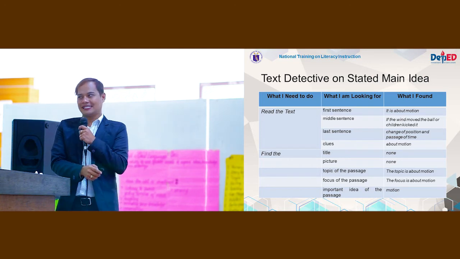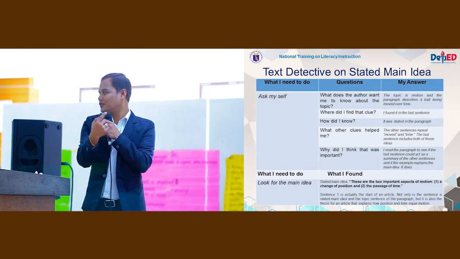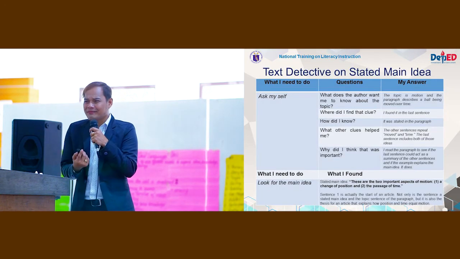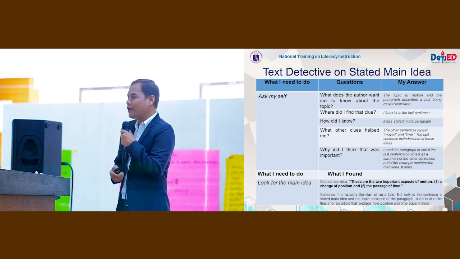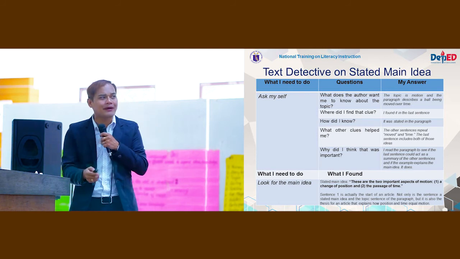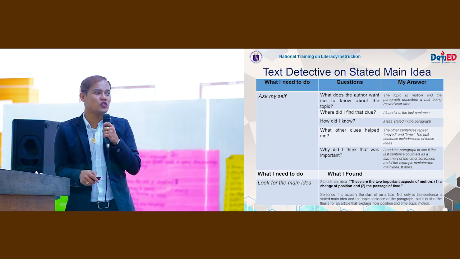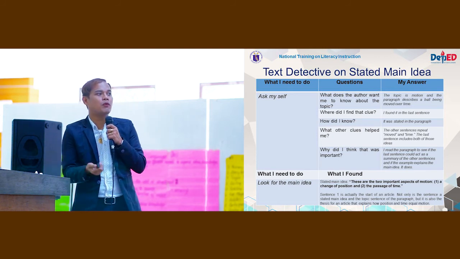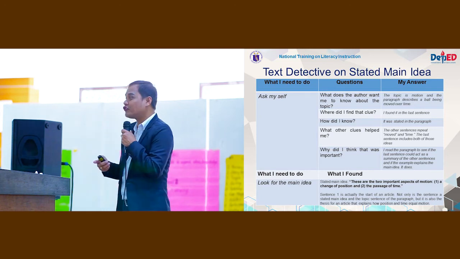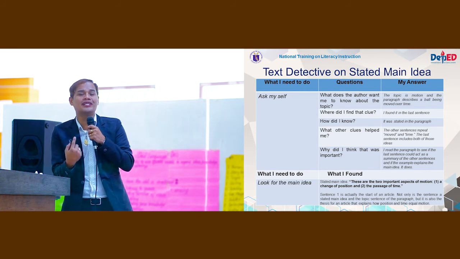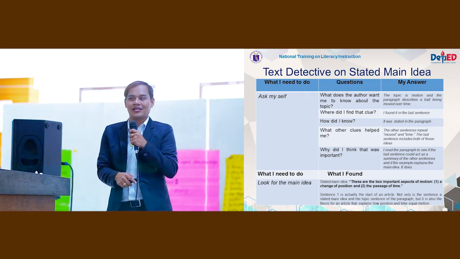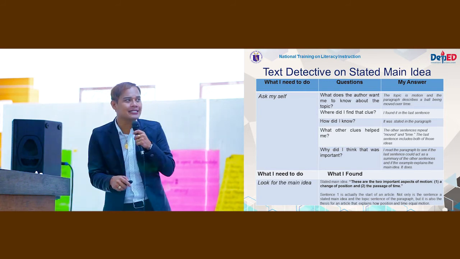Then I will ask myself, show to students, class, I ask myself after reading the text, what does the author want me to know about the topic? So I will write my response. The topic is motion, and the paragraph describes a ball being moved over time. So that's how I understand what I am reading. So I will show to students, class, this is my answer to that question. Then I will move on to the next topic.